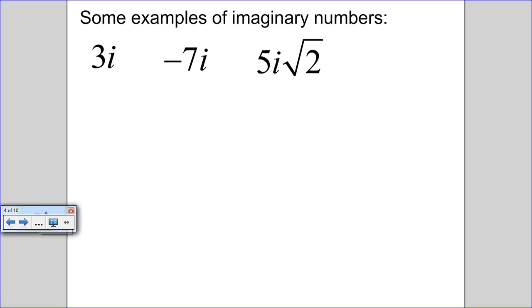Here are some examples of imaginary numbers. Remember, i is equal to the square root of -1. So 3i is just another way of saying 3 times the square root of -1. Same thing with -7i, same thing with 5i times the square root of 2.